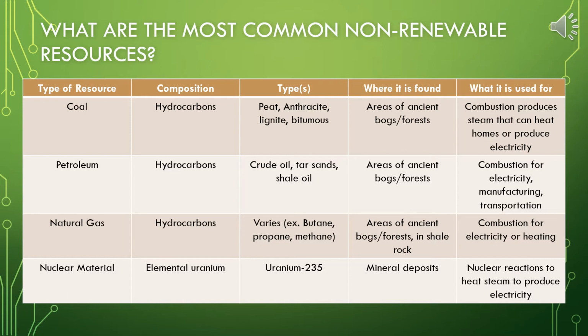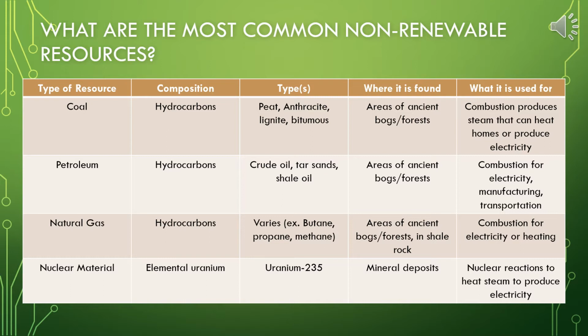Coal comes in 4 major types. Coal is peat, anthracite, lignite, or bituminous. These are the 4 types, but not necessarily in the exact order of least to best. The least efficient type of coal is peat. The most efficient type of coal is anthracite. In the middle, you have lignite and then bituminous.